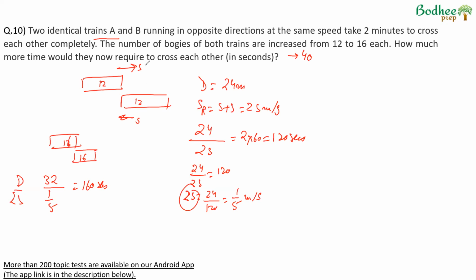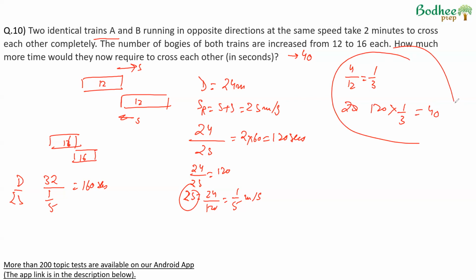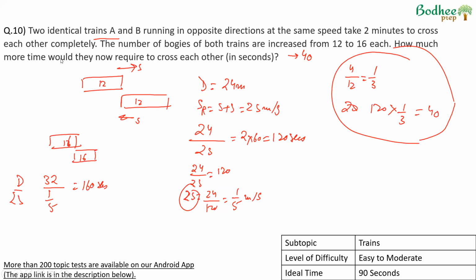Another way of looking at this could be the length increases by 33%. Basically, an increase of 4 on a base of 12, so 1/3 increase. So time will also increase by the same amount. 120 will increase by 1/3, so 40-second increase. This also could have been done directly if you don't want to get into assuming values and solving. But overall, let's say, again, easy to moderate question, 90 seconds should be good enough to get this question done.